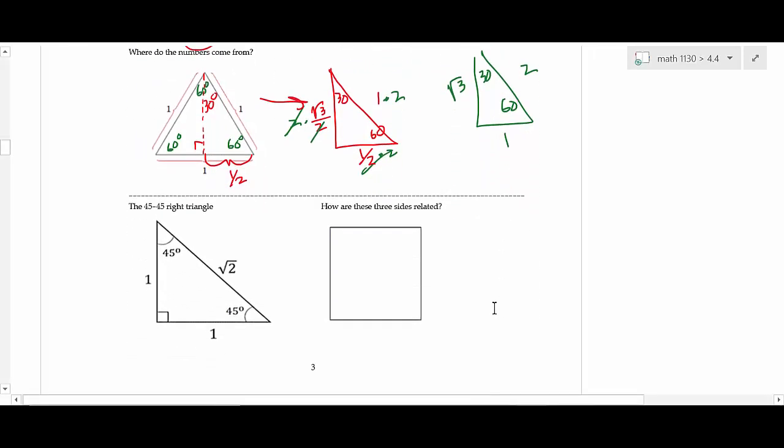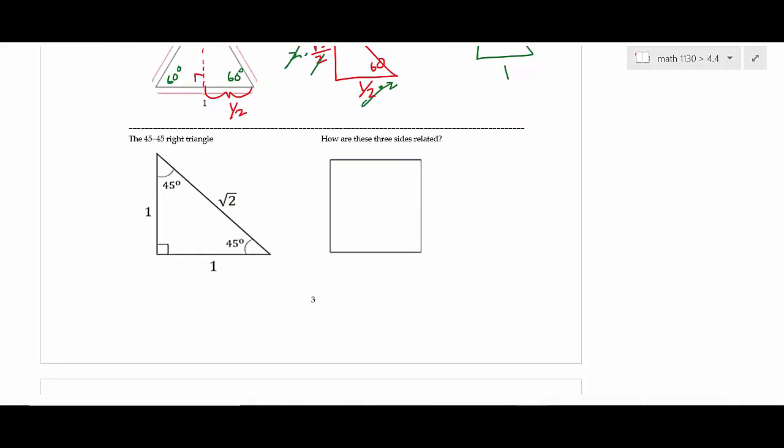All right. Okay, let me do the 45-45 right triangle. Its derivation is actually easier even. So if you have a 45-45 right triangle, the sides can be reduced to 1, 1, square root of 2. Okay, here's how I'm going to do this. On this square, I want you to just call every side 1. Okay, like that.